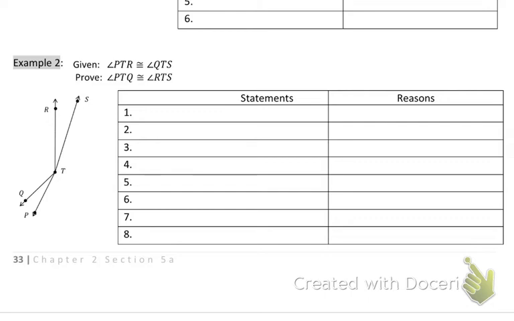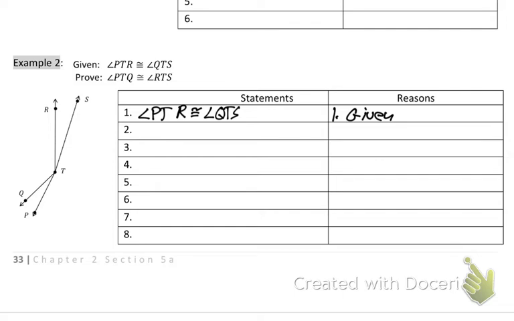All right, we have given angle PTR is congruent to angle QTS. There's nothing to unpack, so I'm just going to write down angle PTR is congruent to angle QTS. What's the reason I can put that down? It's a given. Once again, you get that wrong on a test, I don't know what you're doing.